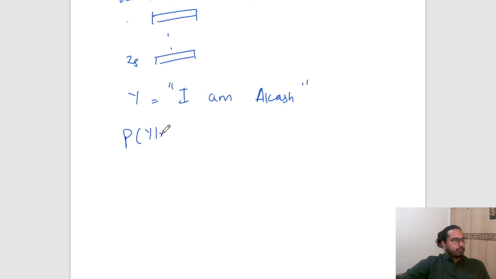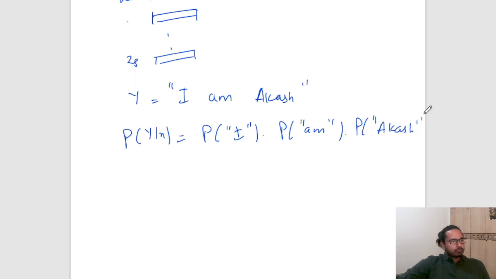Capital Y given X will be the probability of getting the token I, multiplied by the probability of getting the token M, multiplied by the probability of getting the token Akash, which we finally wrote as the multiplication of all the tokens that are present, and the probability of each and every single token given X and all the previous tokens that it has seen till now.